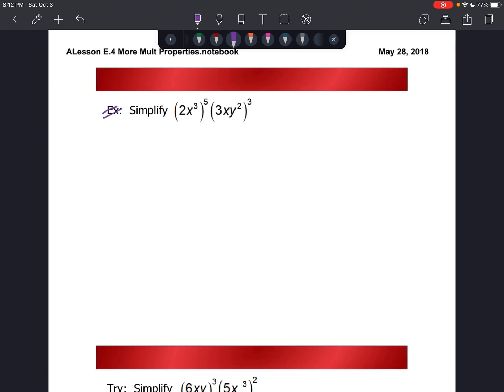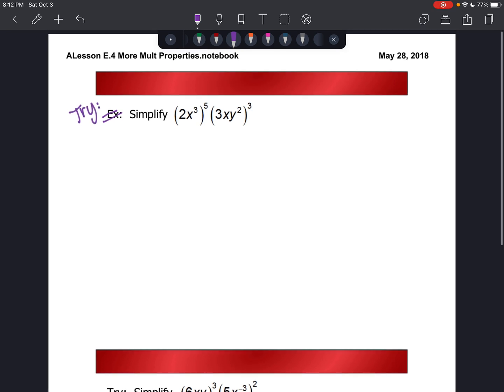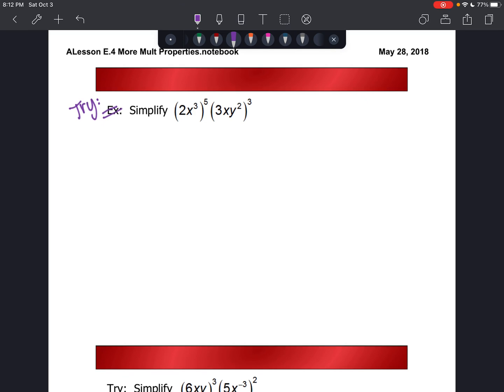Okay, I'm going to give this one to you to try. See if you can try this one. 2x cubed raised to the 5th power times 3xy squared raised to the 3rd power. Okay, I got 2 to the 5th, x cubed to the 5th, 3 to the 3rd, x to the 3rd, y squared to the 3rd.